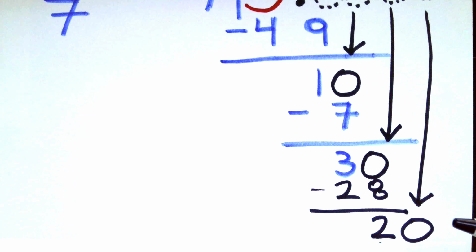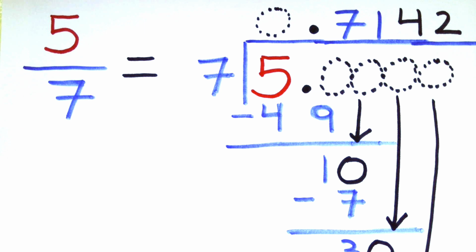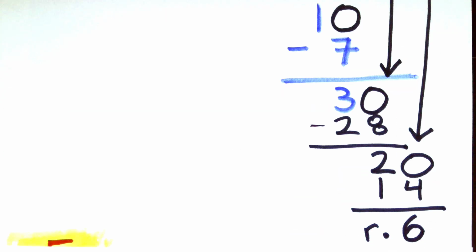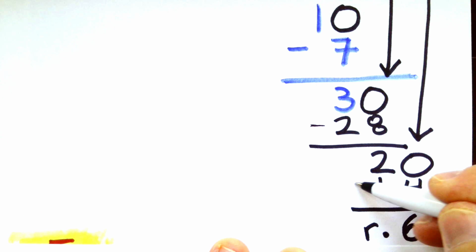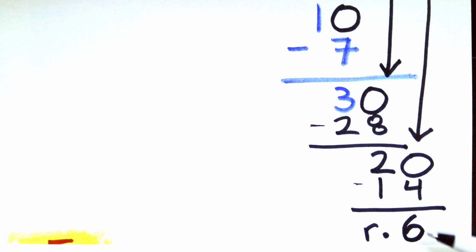So 7 times what number gets me closest to 20 without going over? If you said 2, you're absolutely right. 7 times 2 gives me 14, which is less than 20. Let's subtract 14 from 20. 20 minus the 14 gives me a remainder of 6. Now, I could keep going on bringing down zeros, and on and on and on, but I have enough digits in my decimal answer to create a percentage.